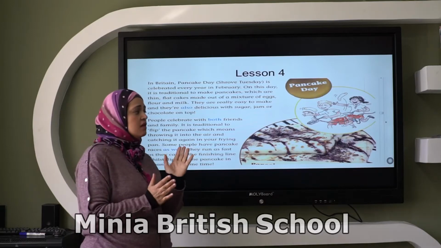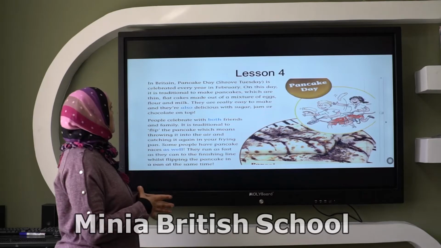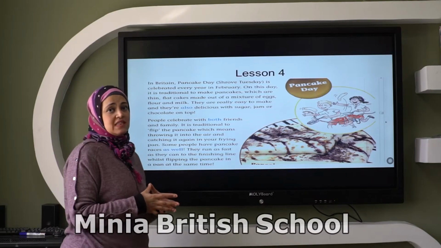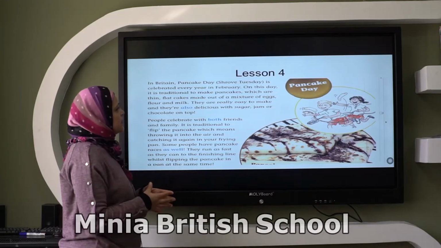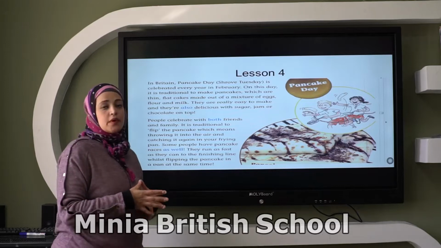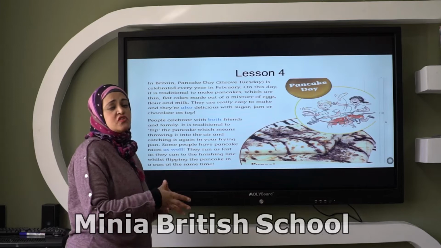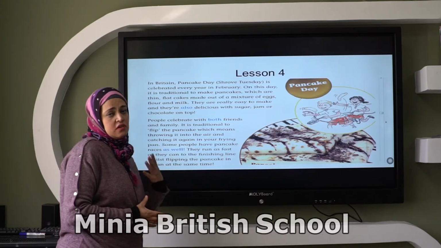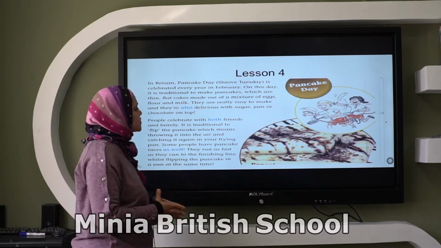We will read the text together and discuss it. Okay. In Britain, Pancake Day, the other name for which is Shrove Tuesday, is celebrated every year in February. So this is the time they celebrate: the month is February, and the place is Britain.